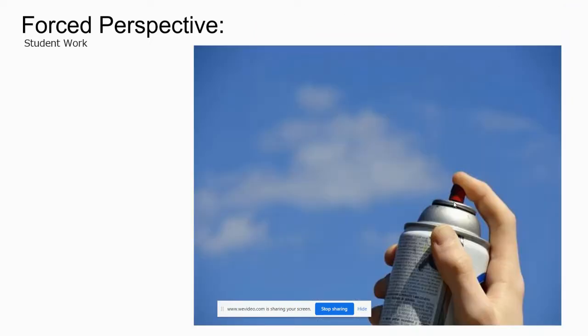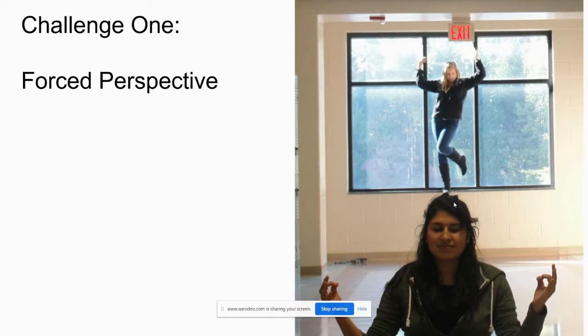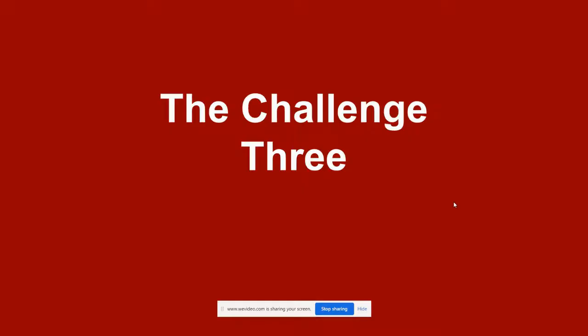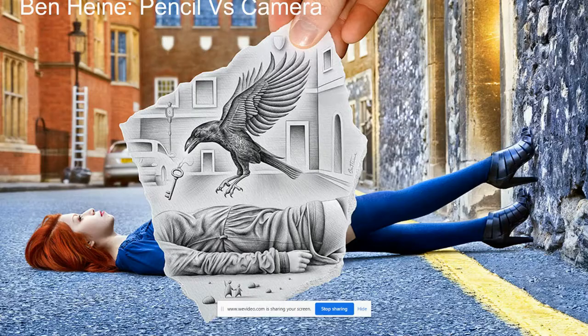Now, this one's forced perspective is like you have a spray can and it looks like spray's coming out. That's the clouds. The clouds are far away. The spray can's up close, but they look like they're at the same distance. That's forced perspective. So go ahead and give that one a try. And if that's not your cup of tea, challenge number 3.